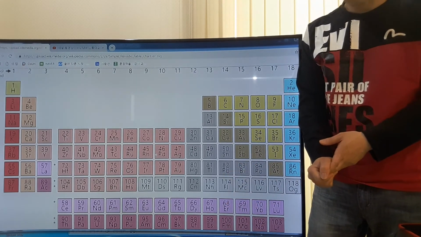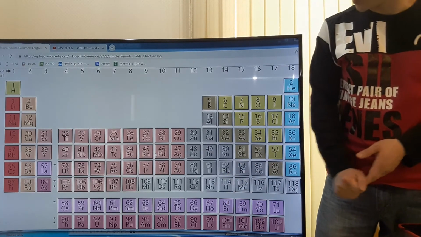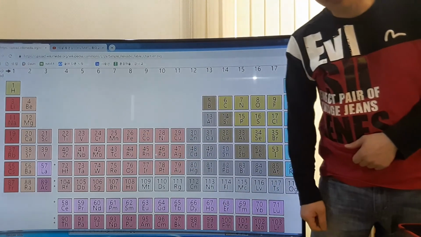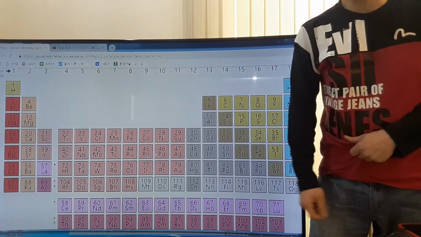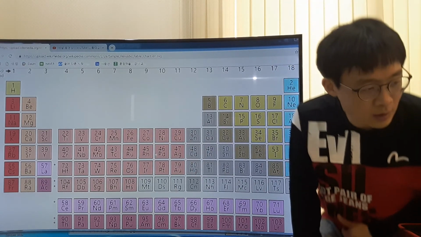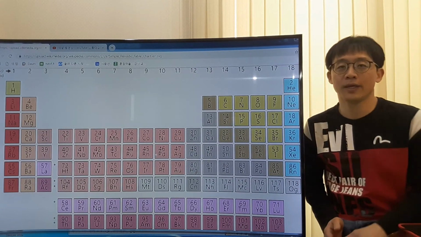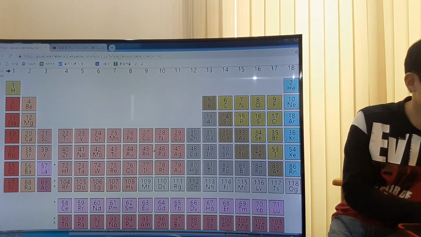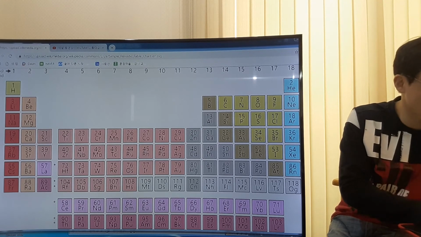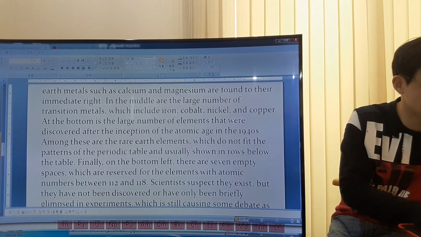So, iron, Fe, do you understand? And cobalt, nickel, Cu is what? Copper, right? Copper is the metal that you make coins or electrical wires with. Do you understand? So the transition metals are in the middle.